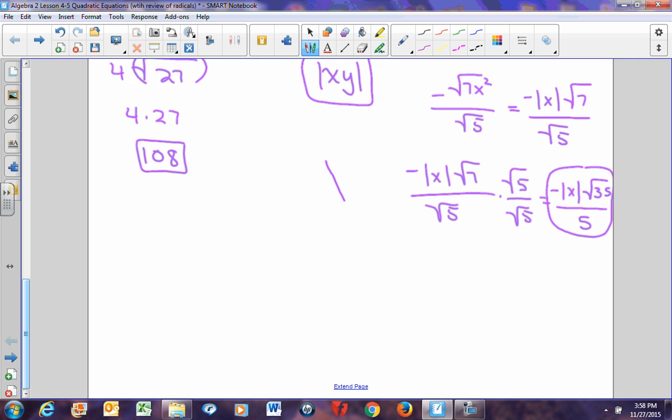And you cannot simplify the 5 with the 35 because the 5 is outside the square root, and the 35 is inside the square root. In order to simplify them, they either both have to be underneath the square root, or they both have to be outside of the square root.